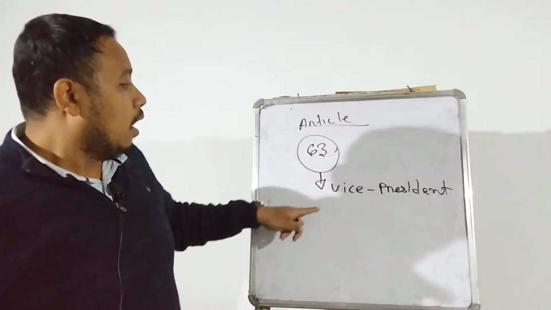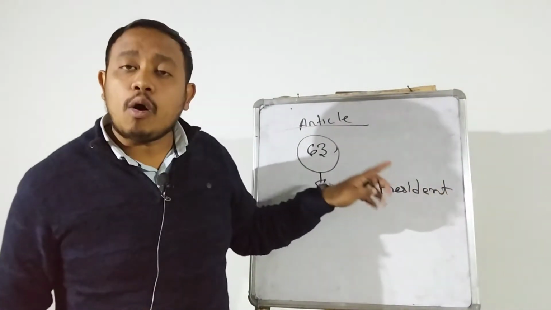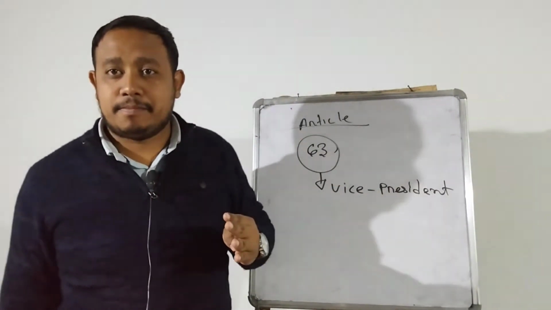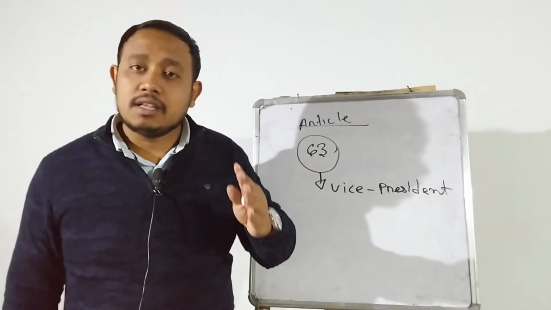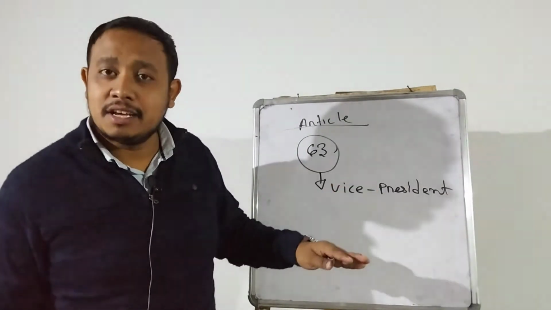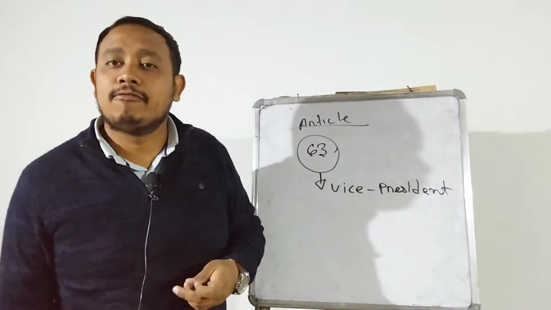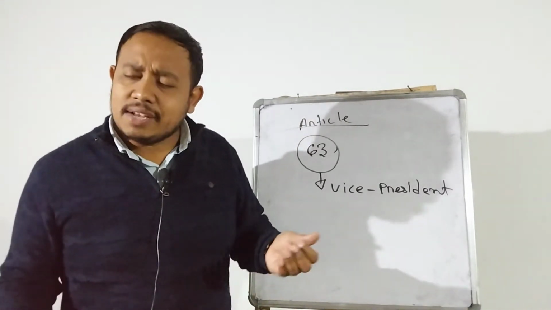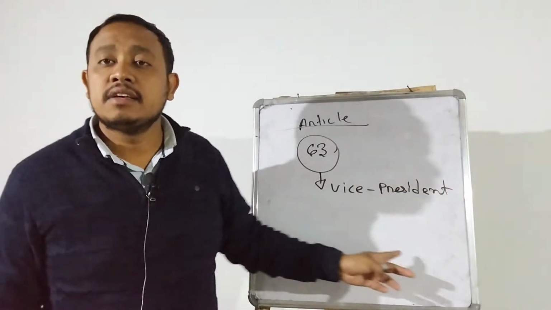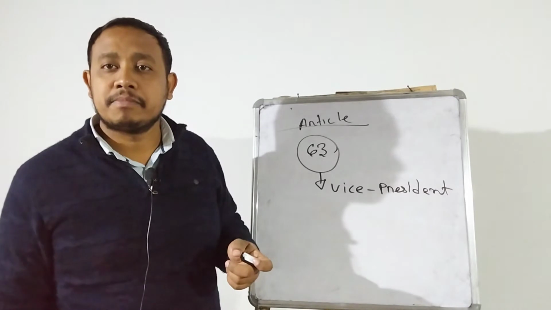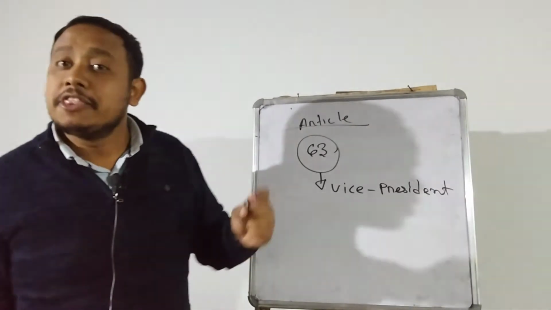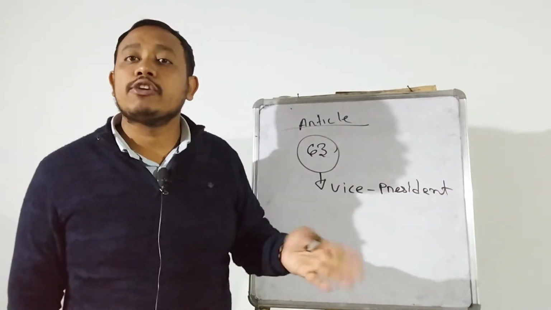Now, the Vice President occupies the second highest office after the President of India. His rank is next to the President of India. Now the question arises, how is the Vice President of India elected? The Vice President of India is elected by the members of an electoral college.